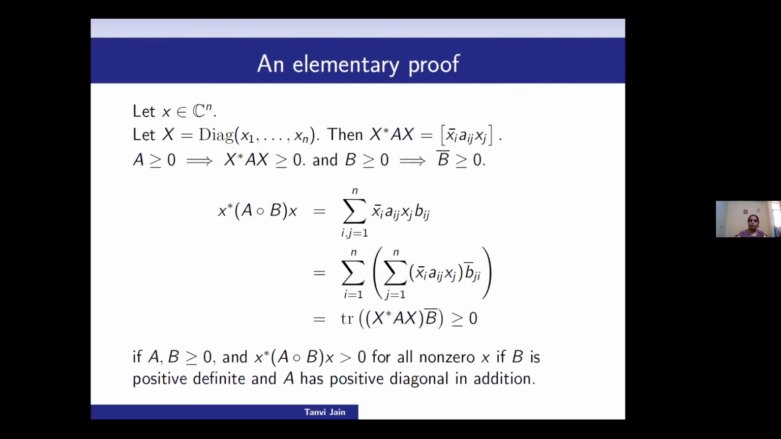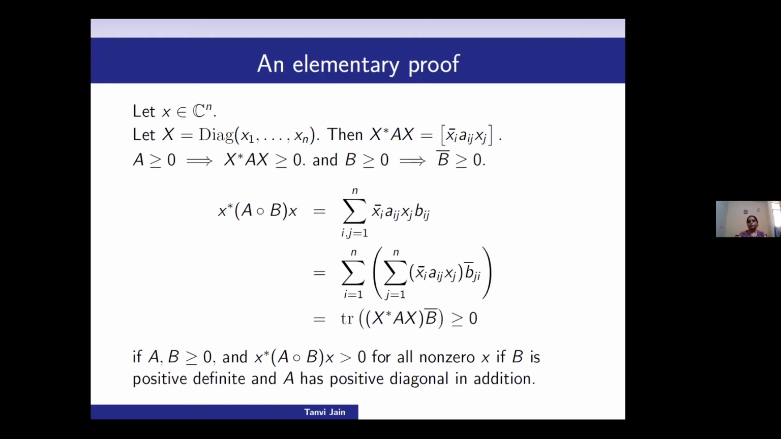Now, a little two-line work that will be a good exercise for the students: show that if B is positive definite and A has all diagonal entries strictly positive, then in that case trace X star A X B bar will be strictly greater than 0 when X is non-zero, so if X has at least one non-zero x_i. So that gives us the positive definiteness also, under the additional conditions.